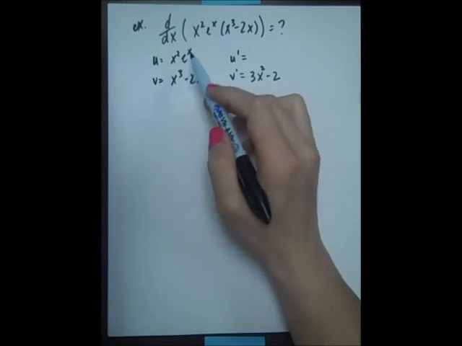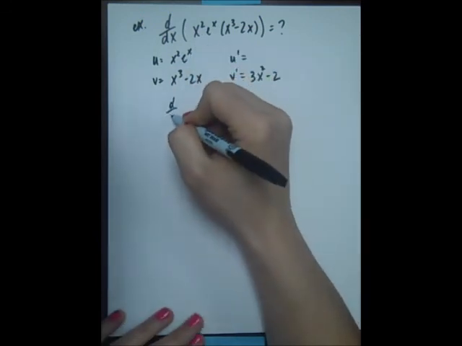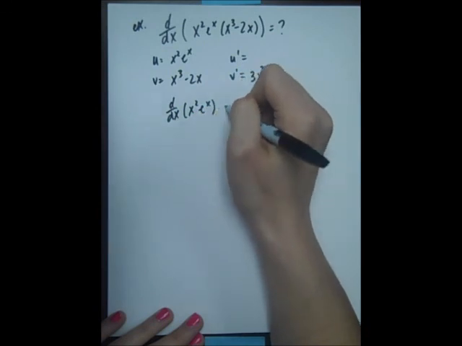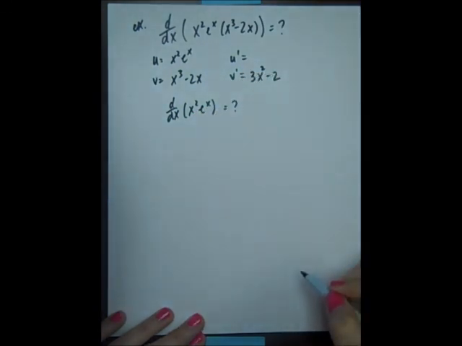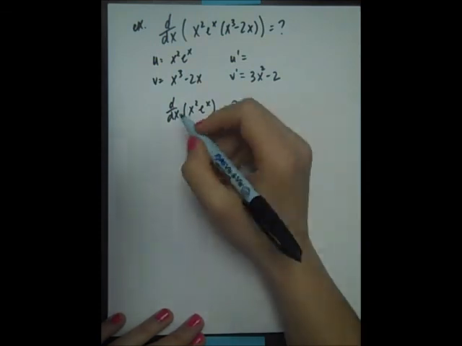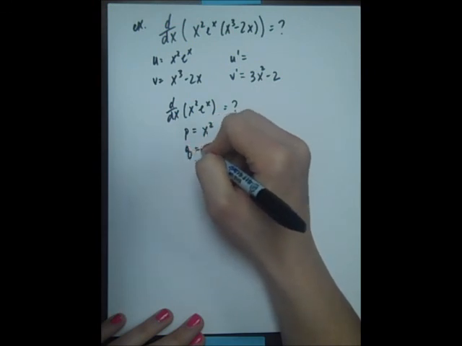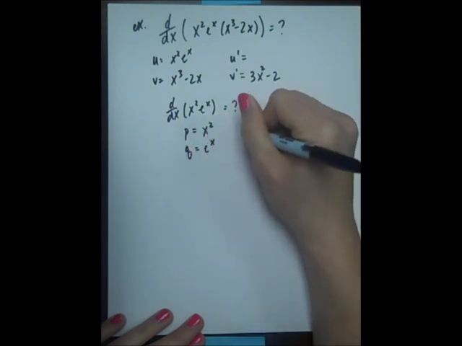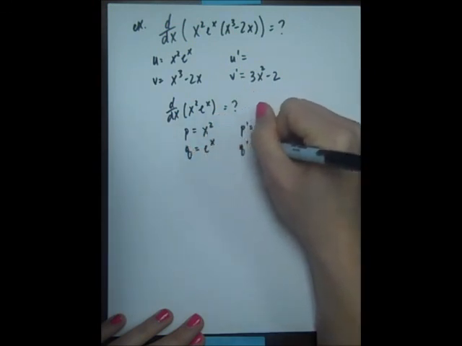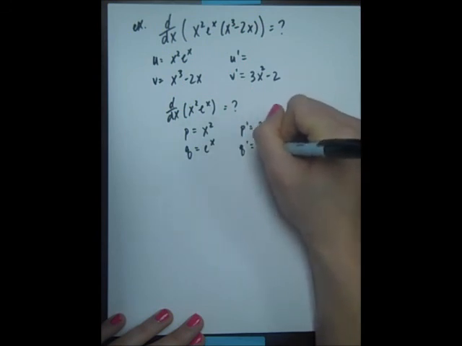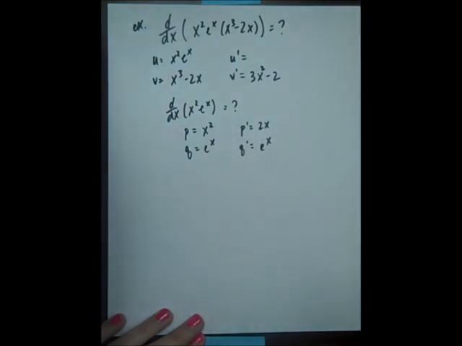This is another product. So to find the derivative, I'm going to do this below here, of x squared e to the x, I need to use the product rule again. So this is actually a product inside of a product. So I'll let, let's say, p be x squared and q be e to the x. The derivative of x squared is just 2x. The derivative of e to the x is e to the x.